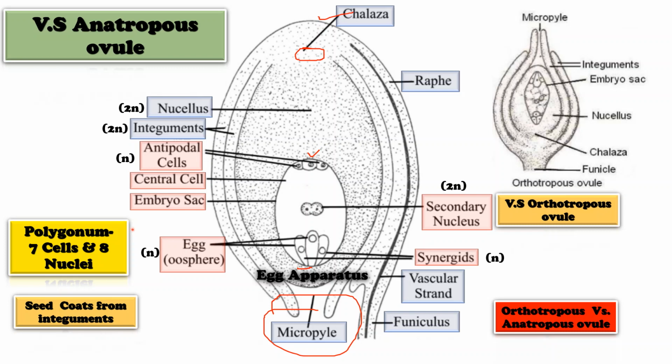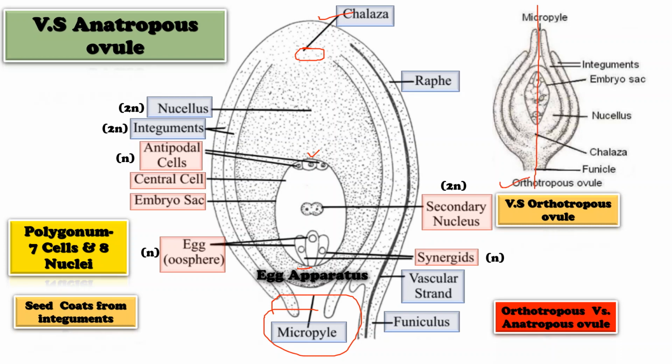Now, it's time to understand the meaning of anatropous ovule. Look at this ovule. It shows funicle, chalaza and micropyle in the straight line. Such a straight ovule is called orthotropous ovule.